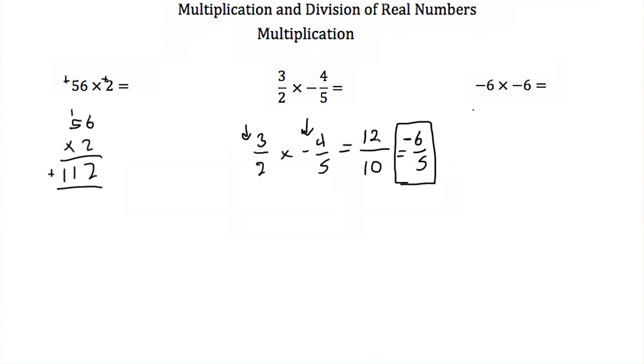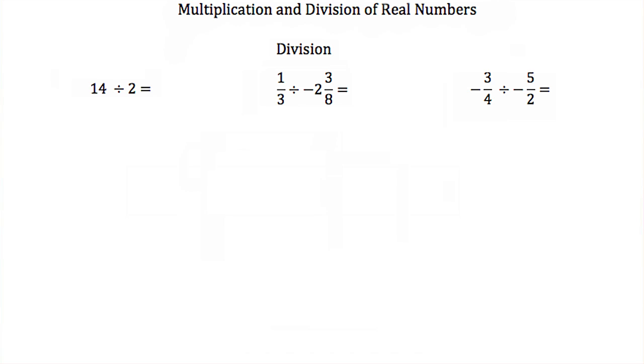Then our last example is negative 6 times negative 6. Well, 6 times 6 is just 36. And then since we have two negatives, this turns into a positive 36. Now let's talk about division.